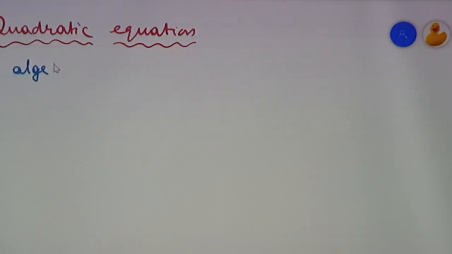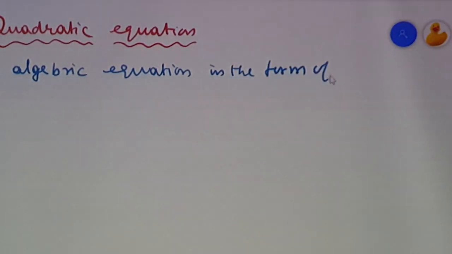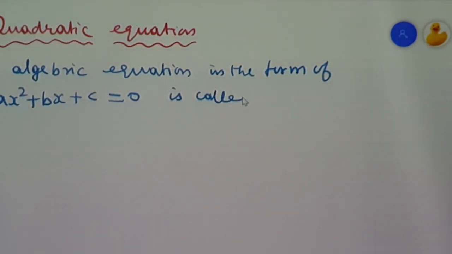The algebraic equation in the form of ax square plus bx plus c equal to 0 is called a second order quadratic equation.